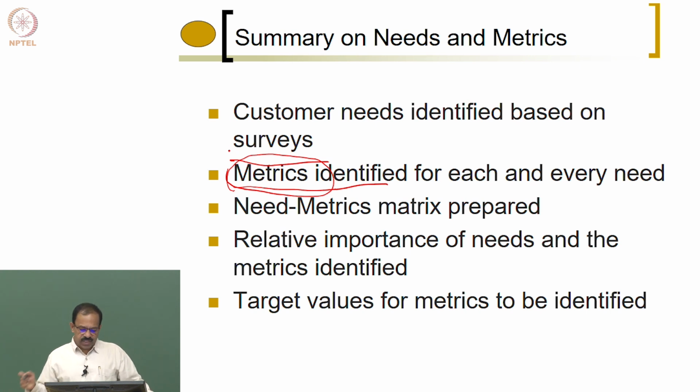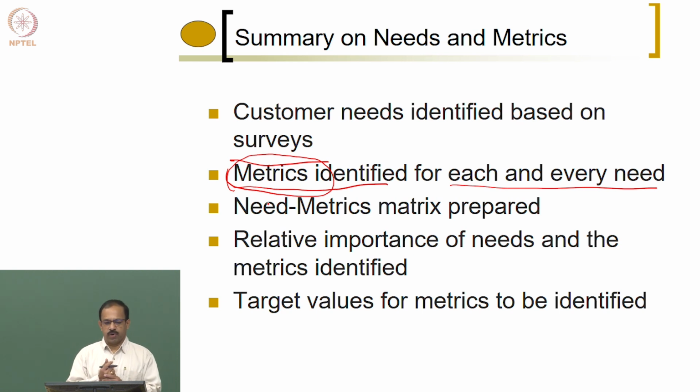And one important point is that for each and every need you need to have a metric. If you don't have a metric for a particular need, essentially you are saying that you cannot convert it into a quantifiable thing, and therefore you don't know how to design for it. So for each and every need you need to have a metric identified.